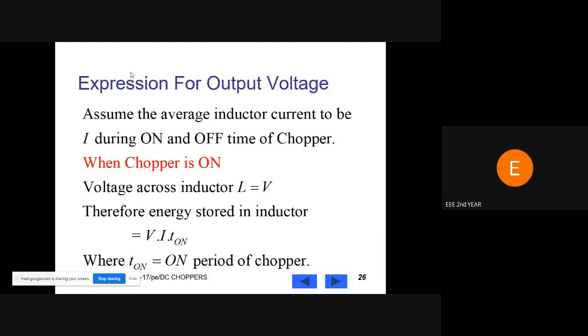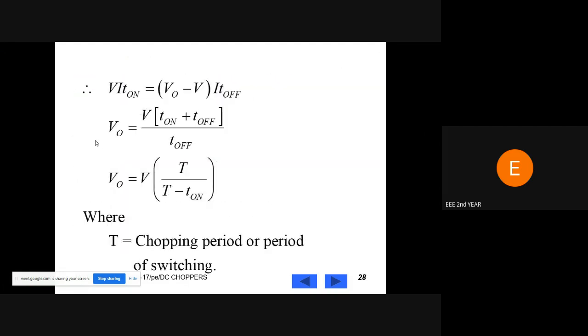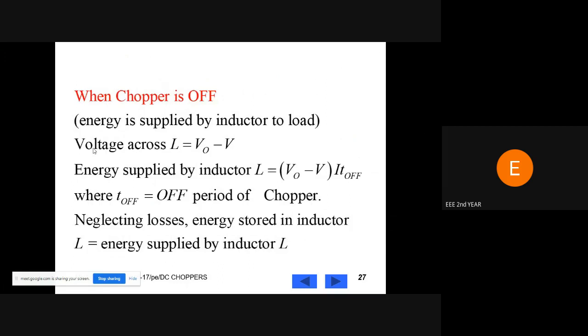Now the expression for the output voltage. When the chopper is in the on condition, the voltage across the inductor L is equal to V. Therefore, the energy stored in the inductor is V I T on, where T on is the on period of the chopper. When the chopper is off, energy is supplied by the inductor to the load. The voltage across the inductor is V naught minus V, and the energy supplied by the inductor is (V naught minus V) I T off, where T off is the off period of the chopper.